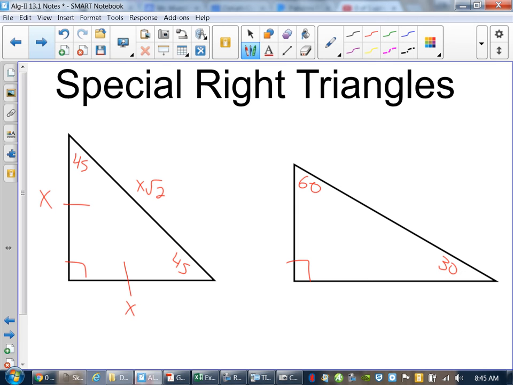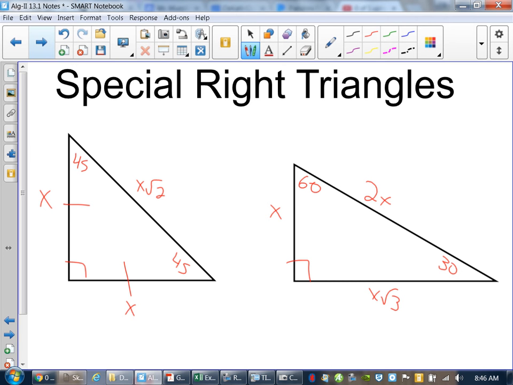Good. Which one was where? X was between 60 and 90. So across from 30. Yeah, across from the 30, yep. But it's not X. Because what happened was the 30, 60, 90 came from an equilateral triangle.